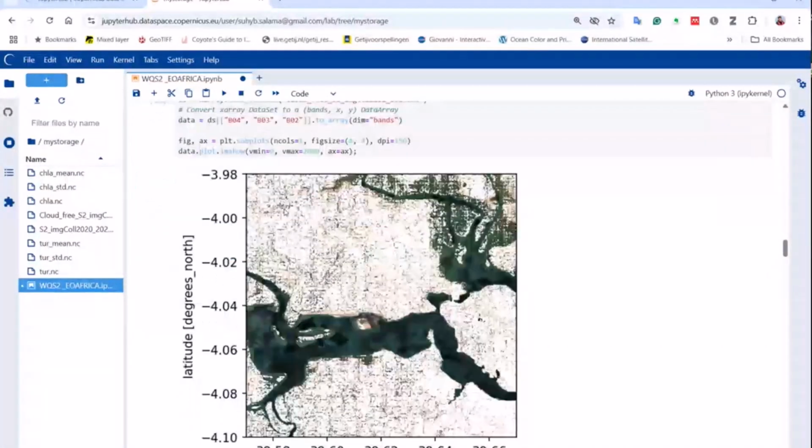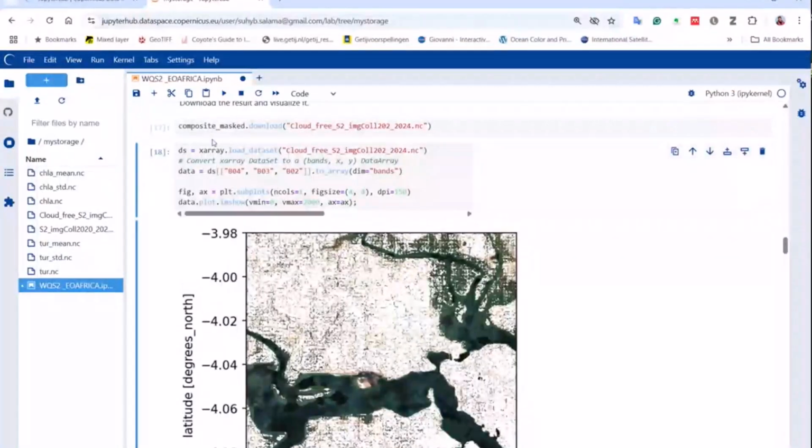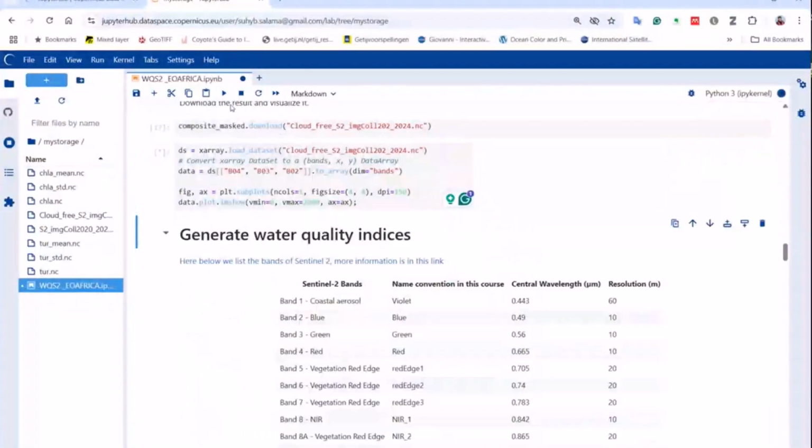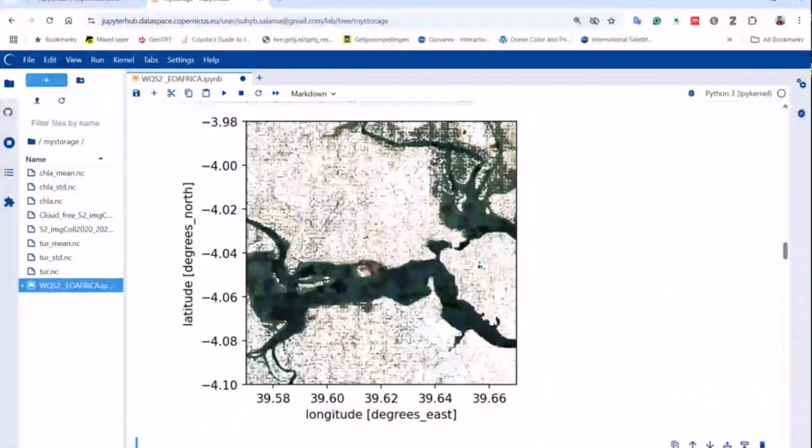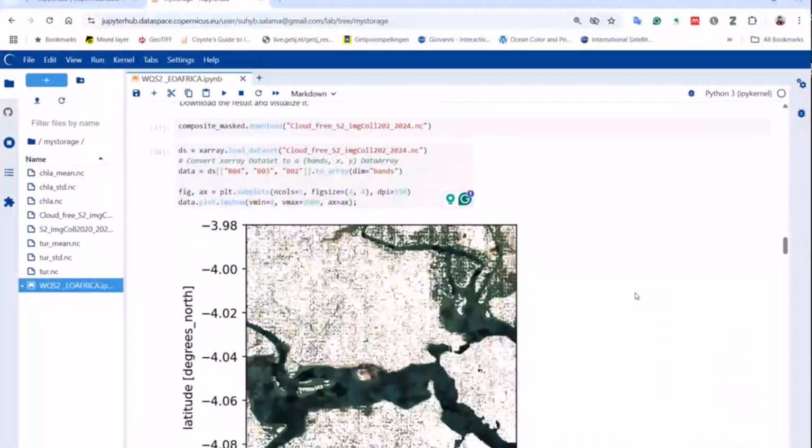Now I downloaded it, I can open it here and visualize it, and I will do that. And you see it's running, and here is the result. So I removed the water. I took a true color image, again band 2, 3, 4. Band 2 is the blue, band 3 is the green, and band 4 is the red, and I visualize it.